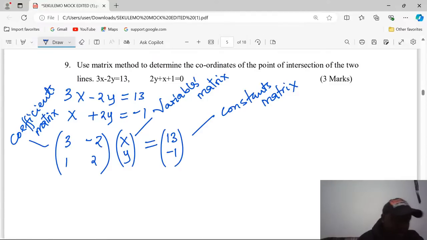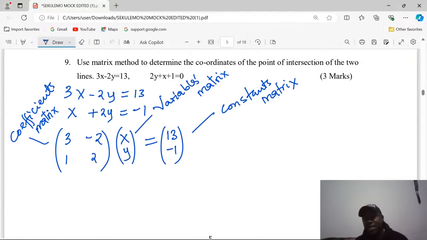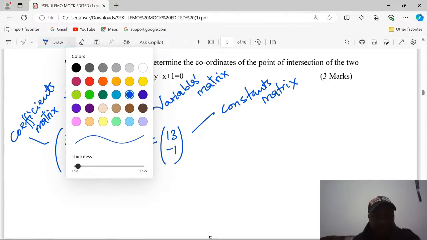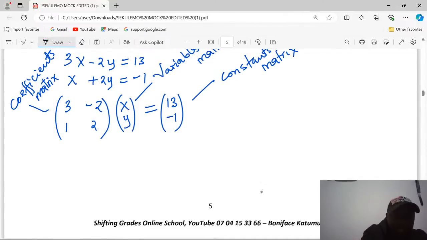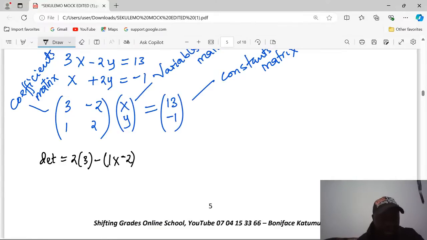Now, the next thing that every student should know is that after this, we are supposed to work out what we call the inverse of the coefficients matrix. The inverse can be calculated very efficiently by first of all getting the determinant. The determinant is going to be 2 by 3, that is the product of the elements in the leading diagonal minus the product of the elements in the other diagonal. So 6 minus -2, and that is going to be +8. So we have 8 as the determinant.